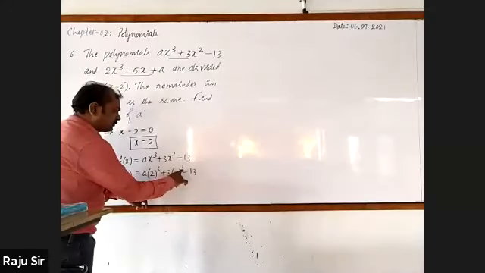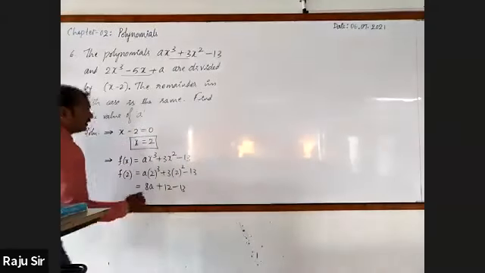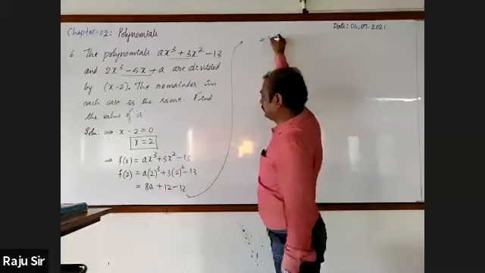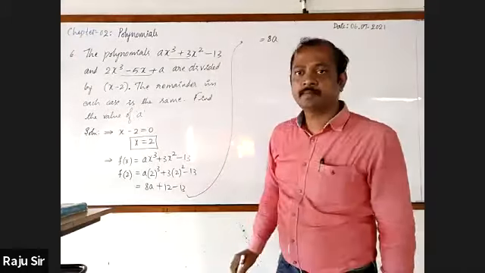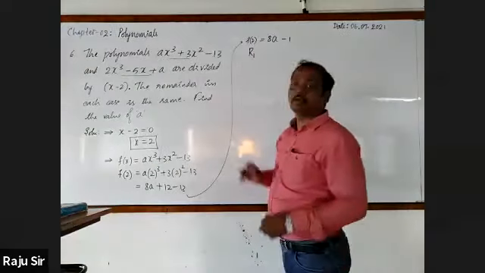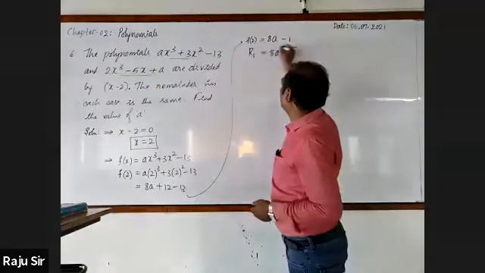It is 8a plus 2 square is 4, 4 times 3 is 12, then minus 13. And here I am continuing. This is equal to 8a plus 12 minus 13. How much is it? Minus 1. This is f of 2. You can take the value of f of 2 as the first remainder. Call it R1. So R1 is equal to 8a minus 1.